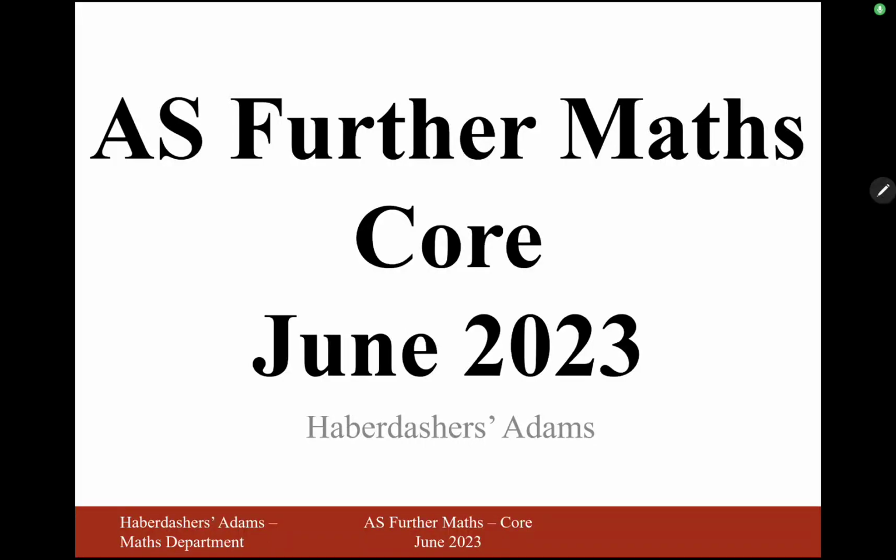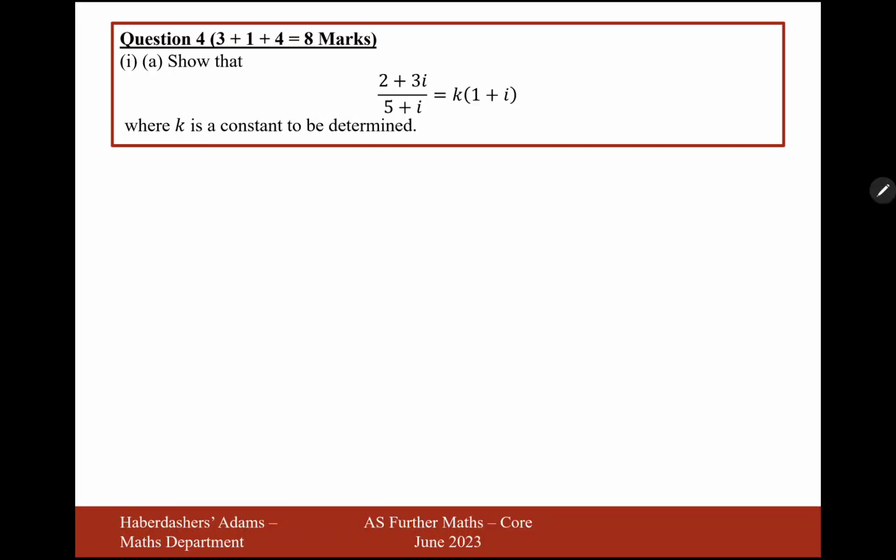Hello there, welcome to the ASFM Maths Core June 2023 paper. Here we're looking at question 4. Show that (2 + 3i)/(5 + i) = k(1 + i), where k is a constant.